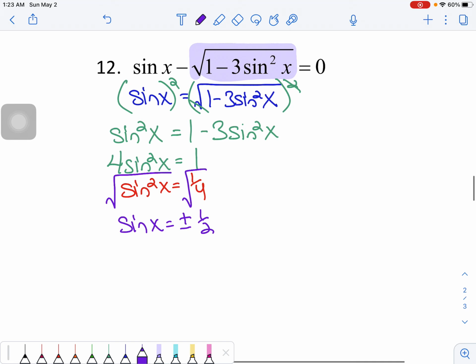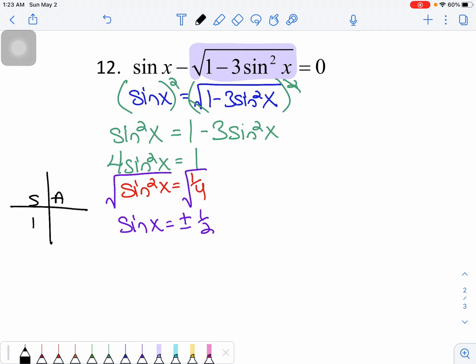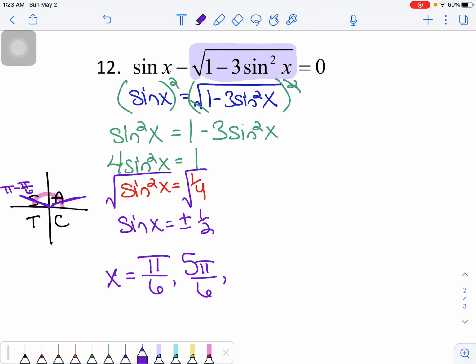All right, so let's take a look and see what's going on here. Unit circle here, ASTC. Positive sine is going to be first and second quadrant. So that's going to give me x values of, first quadrant would be pi over 6. Second quadrant is going to be 5 pi over 6, which is pi minus pi over 6. So that's the first two.